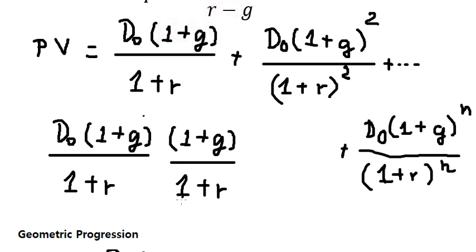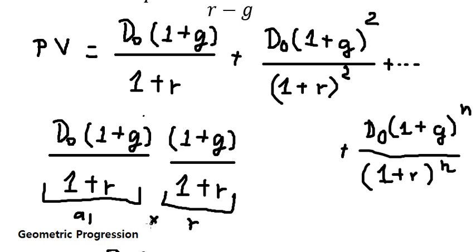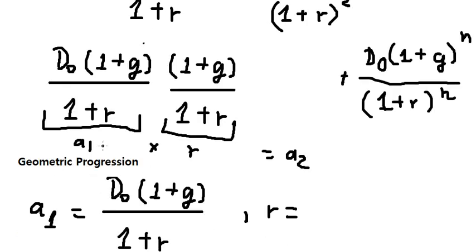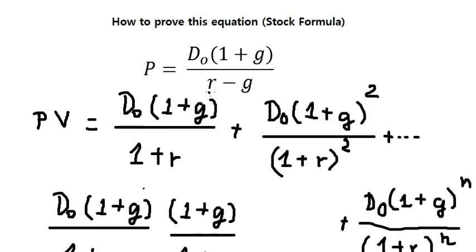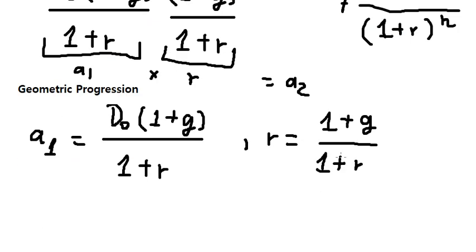Because this is the common ratio, this one is the number 1 and that is the number 2 here. So we just apply the geometric progression. We have a1 and the common ratio, so we have 1 plus r, 1 plus g over 1 plus r. We know that r is bigger than g. So because r is bigger than g, the ratio here is smaller than number 1.